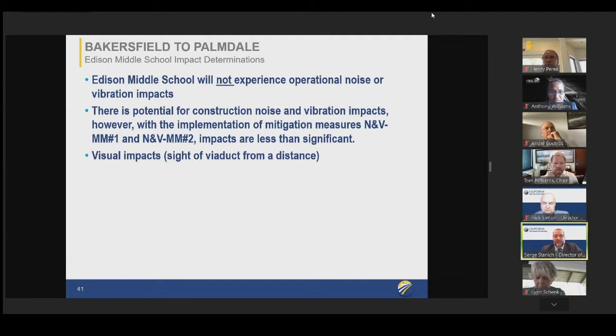Also touching on a few details that we were questioned regarding Edison Middle School. This is an area that through our alternative selection, we moved the preferred alternative two, even further away. So the Edison Middle School will not experience any operational noise or vibration impacts. There is some potential for noise and vibration impacts, construction noise, but with the mitigation measures, we anticipate those to be less than significant. There will still be some visual impacts with the introduction of the viaduct in this location.